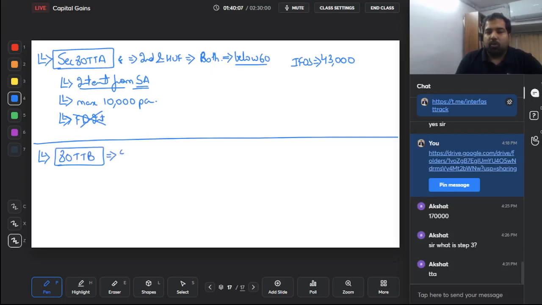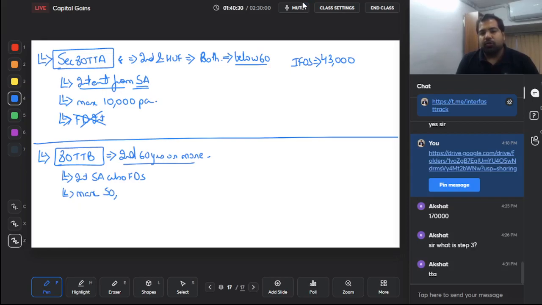This is only for individuals who are 60 years or more. So basically the party is divided. One party or one room is for people who are below 60 and HUFs, and the other room is only for 60 years or more individuals. Here this is the interest that you earn from savings account, also from FDs, and the maximum deduction here is a huge 50,000 per annum, and because it is so huge we can only afford to give it to residents.